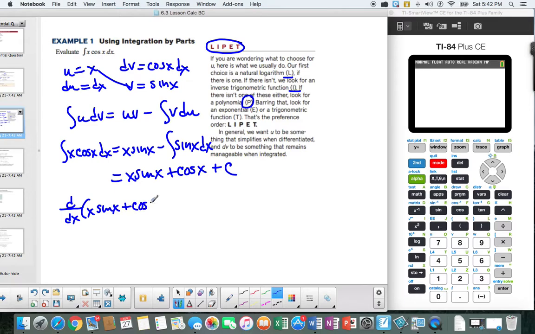Now you can always see if you've done it right by taking the derivative of your answer. Here's the product rule: x cosine x, and then plus sine of x, and then the derivative of this is minus sine of x, and the derivative of the constant is 0, and we get back to the integrand which we had over here.